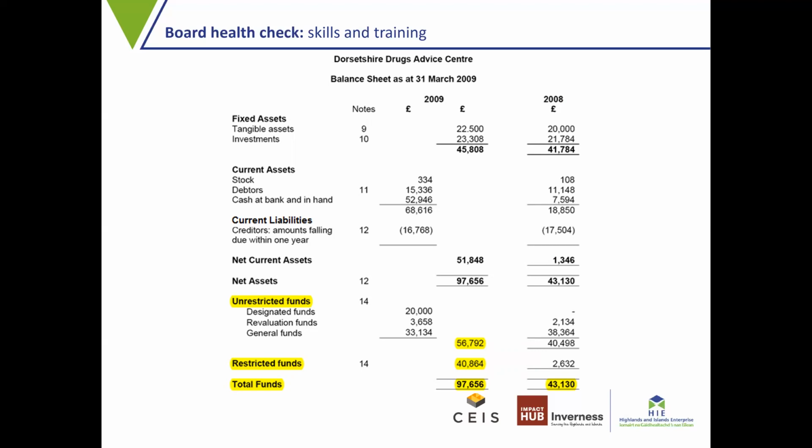If we look at the last line of figures in the balance sheet, we can see that total funds have increased from 43,130 in 2008 to 97,656 in 2009, an increase of 54,526, which is the net movement in funds for 2009 shown in the income and expenditure account that we have just looked at. Looking at the total funds, we can see that this is split between unrestricted funds of 56,792 and restricted funds of 40,864. And the note reference to provide more detail on these funds is note 14.